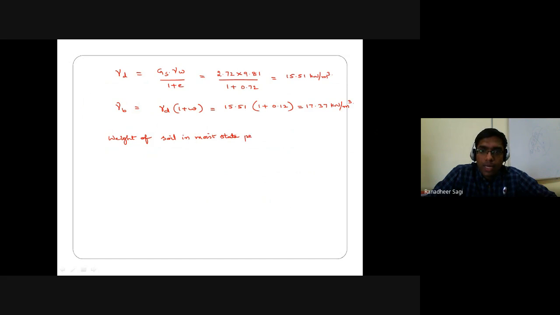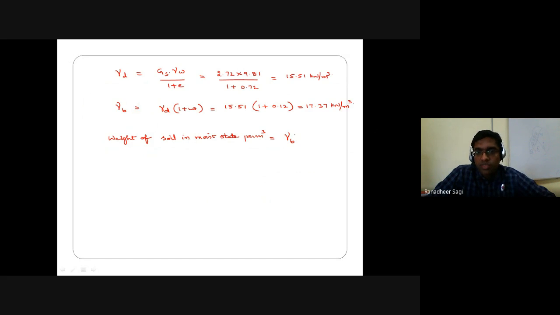Let's say per meter cube volume of that soil I am trying to calculate, because we are asked to calculate how much additional water is to be added per meter cube volume. So for every 1 meter cube volume of the soil, how much is the corresponding weight of that particular soil in moist state I am trying to calculate. So this is nothing but your unit weight of that particular soil, that is your moist unit weight.